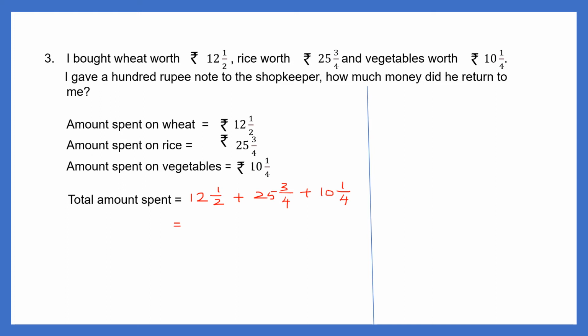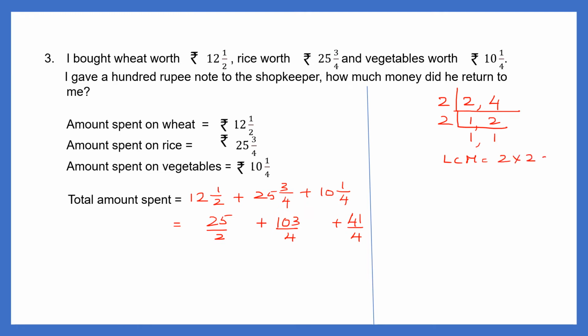First, let's convert. 12 twos are 24 plus 1, 25/2, plus, convert this, 25 fours are 100, 100 plus 3 is 103 by 4, plus 10 fours are 40 plus 1, 41 by 4. Now I have unlike fractions, so I need to find the LCM of the denominators. So let's find the LCM of 2 and 4. I need not repeat the 4. 2 ones are 2, 2 twos are 4, then 2, 1 and 1. So my LCM is 2 into 2, which is 4.